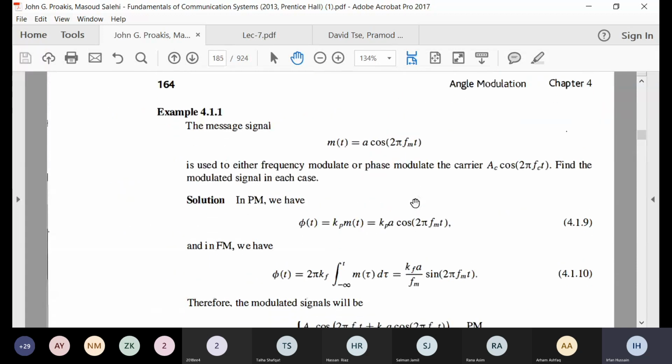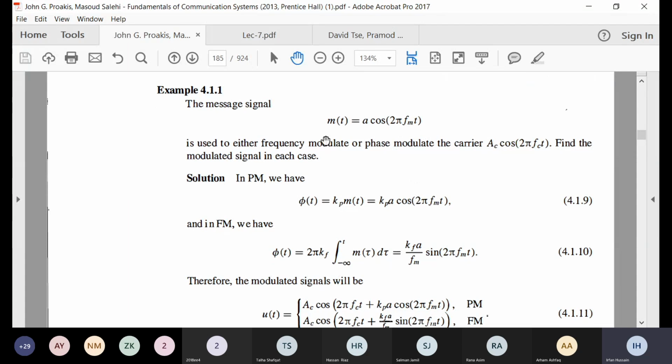So let us do one example. We have m(t) given as follows. Now we want to do its FM or PM. First I do PM. I just take the signal and multiply with kp. This is my PM signal.